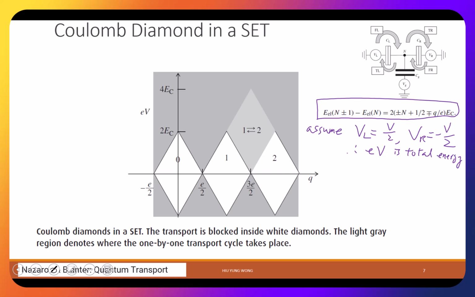This is one simplification. I'll just make it simple, right? Now, again, we have this Q, which is CR VR plus CL VL plus CG VG. This is the induced charge, right? So what is the Coulomb diamond? These are the Coulomb diamonds in a single electron transistor.